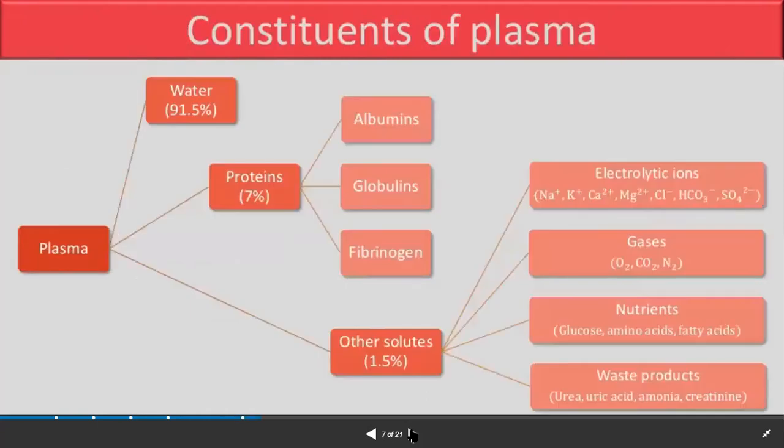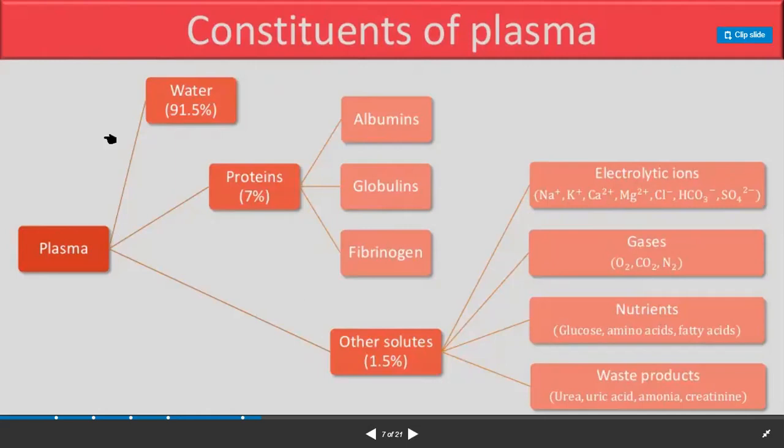So pay attention to these. All of those ions that we talked about before, when we were talking about extracellular fluid, we talked about sodium ions, chloride ions, and all of those ions. They are found in plasma, although in different concentrations, as we said before, when we were looking at extracellular fluid. So plasma is made up of 91.5% water. The major thing that makes up the plasma is water, because we said that the plasma is the liquid part of blood, and it is liquid because of the amount of water in it.